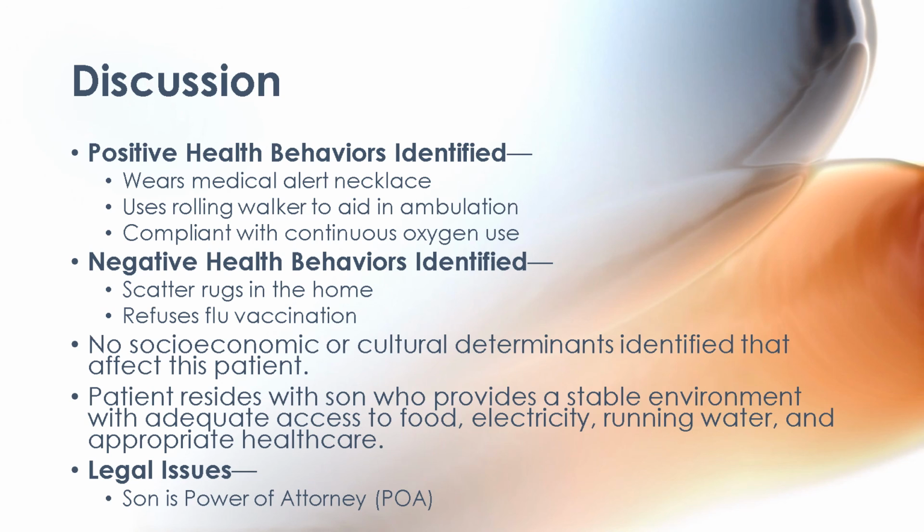There were positive health behaviors identified for this patient, which included that he wears a medical alert bracelet, he uses a rolling walker to aid in ambulation, and he is compliant with continuous oxygen use. Negative health behaviors identified included scatter rugs in the home and that he refuses his annual flu vaccine. There were no socioeconomic or cultural determinants identified that affect this patient. Patient resides with his son who provides a stable environment with adequate access to food, electricity, running water, and appropriate health care. Legal issues: his son is his power of attorney.